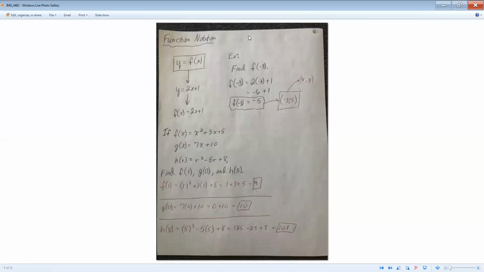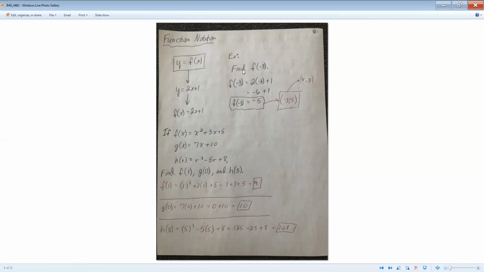Function notation, y equal to f of x. That's how we say that, f parentheses x is f of x. All that's saying is that whenever I have y in my function, I can substitute that with f of x, and that would be considered function notation. So if I have y equal to 2x plus 1, I can substitute f of x in for y. That would be f of x equal to 2x plus 1. So what that does is allow us to give directions with the minimum amount of words as possible.